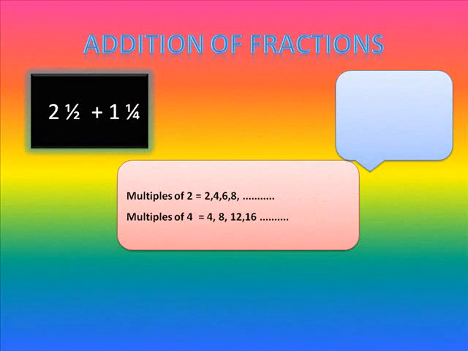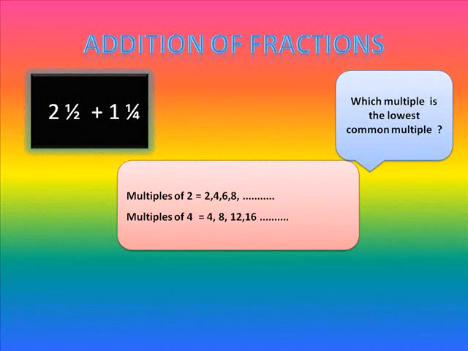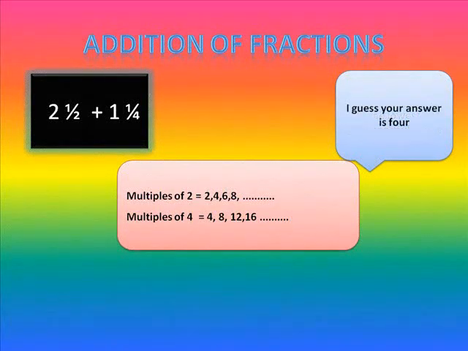Multiples of 2 are equal to 2, 4, 6, 8, etc. And multiples of 4 are equal to 4, 8, 12, and 16, etc. Which multiple is the lowest common multiple? I guess your answer is 4.